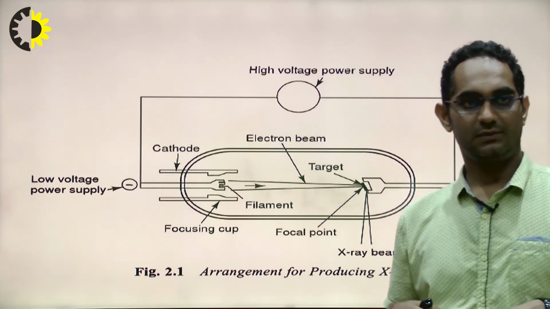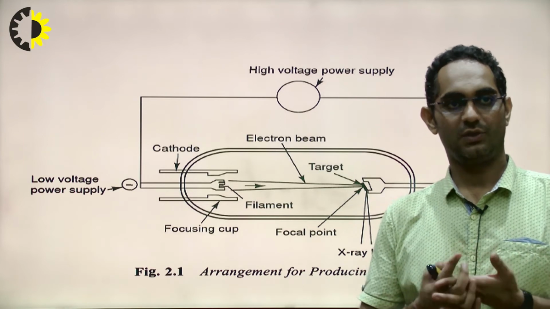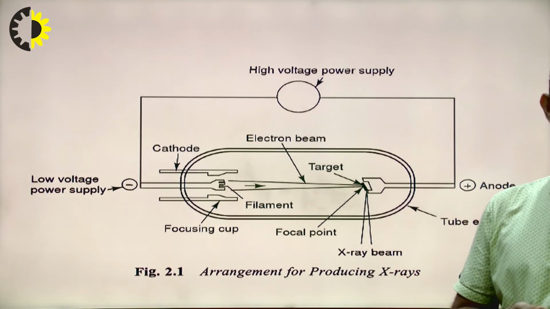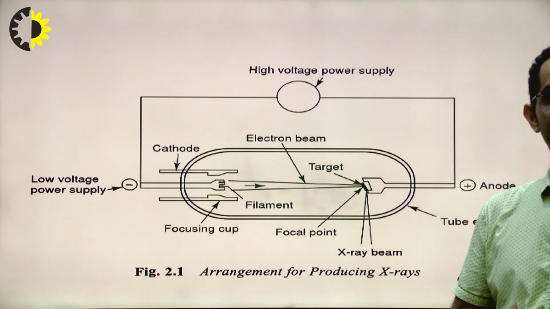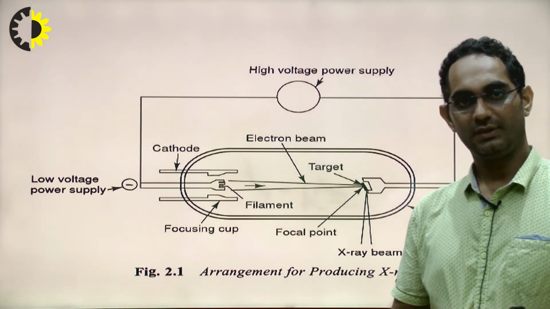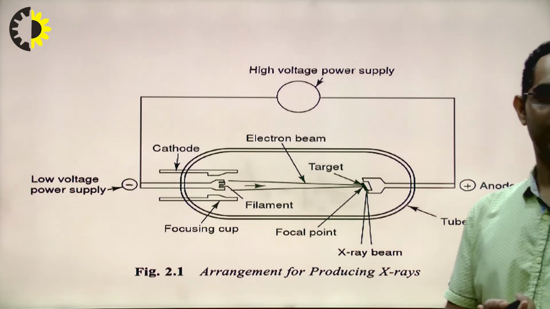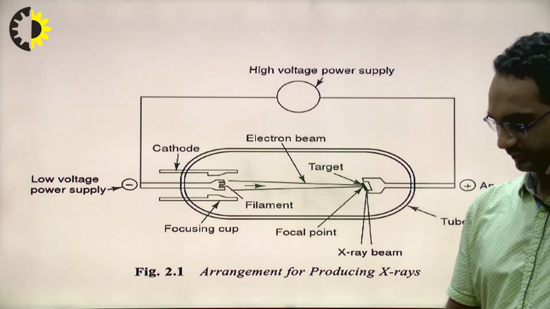This is the focusing cup, which concentrates and accelerates the electrons from the filament, and this is the focal point over which the target is struck, and this is the X-ray beam and the tube envelope. So, this is the arrangement for producing the X-rays.